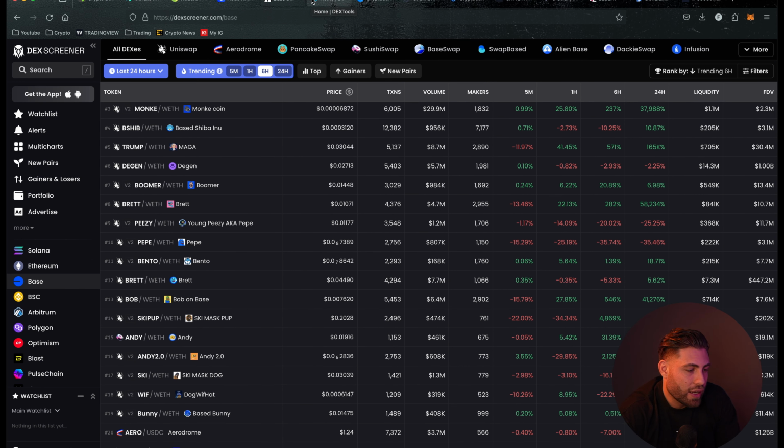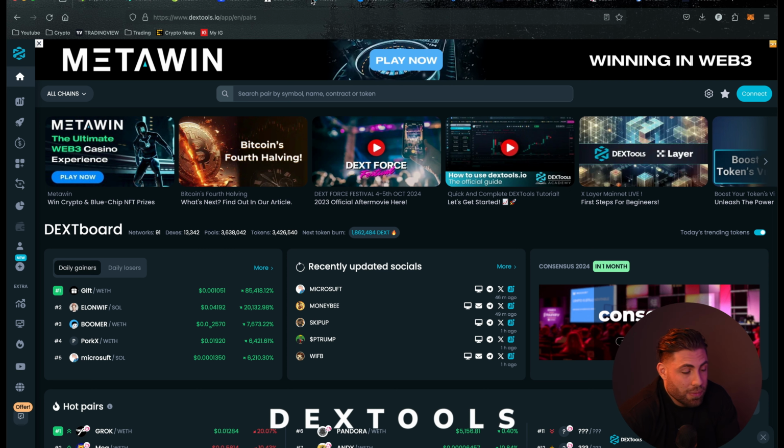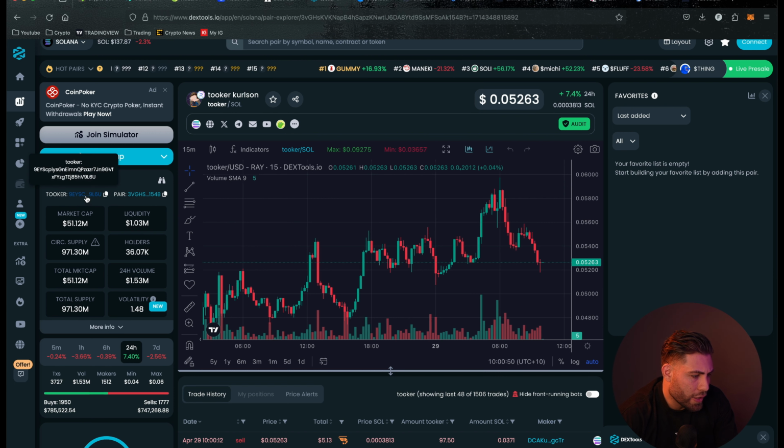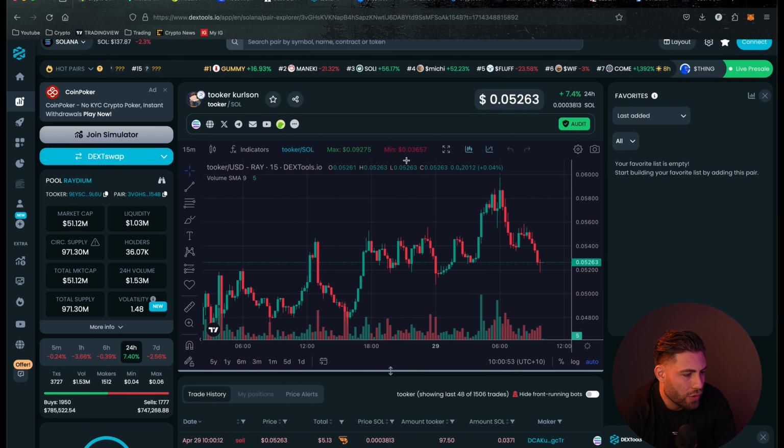So that's DEX Screener. Next thing is DEX Tools. Again, it's very similar to DEX Screener in terms of use. You can see it's very similar, and you can also find the contract again here and look at the official links. You can see the website, the Twitter. So that's DEX Tools, very similar to DEX Screener.